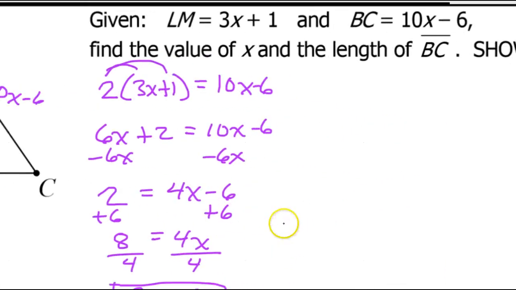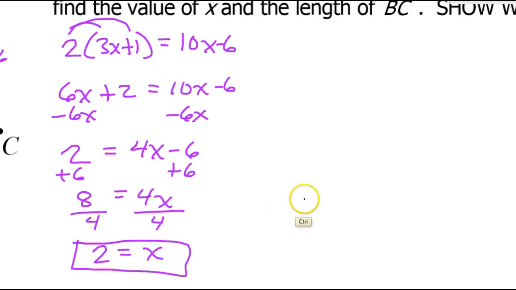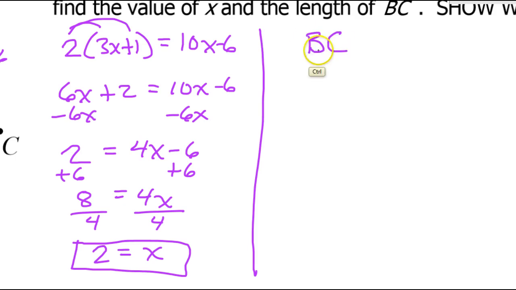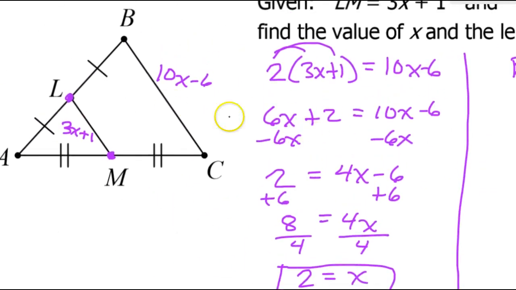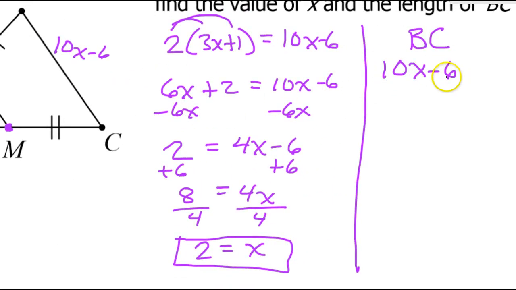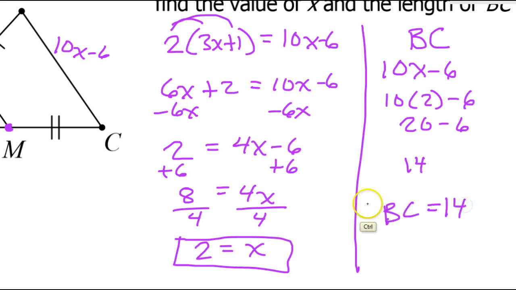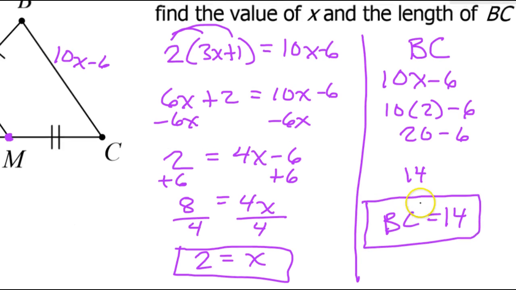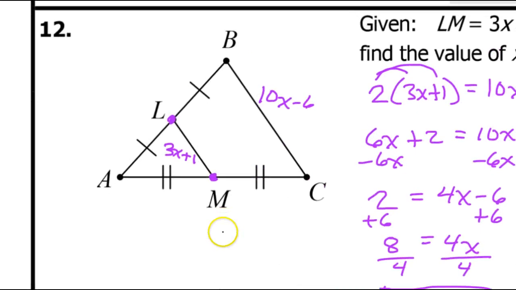All right, so we were supposed to find the value of x and the length of BC. So I found x. Now I'm going to find the length of BC. When you write BC without the segment symbol, it means the length of BC, by the way. So we have an expression for that length. It is 10x minus 6. But now we know that x is 2. So that's going to be 10 times 2 minus 6. So that's 20 minus 6. So that is 14. So BC is 14. These are the two things that we were asked to find. So that's it for number 12.